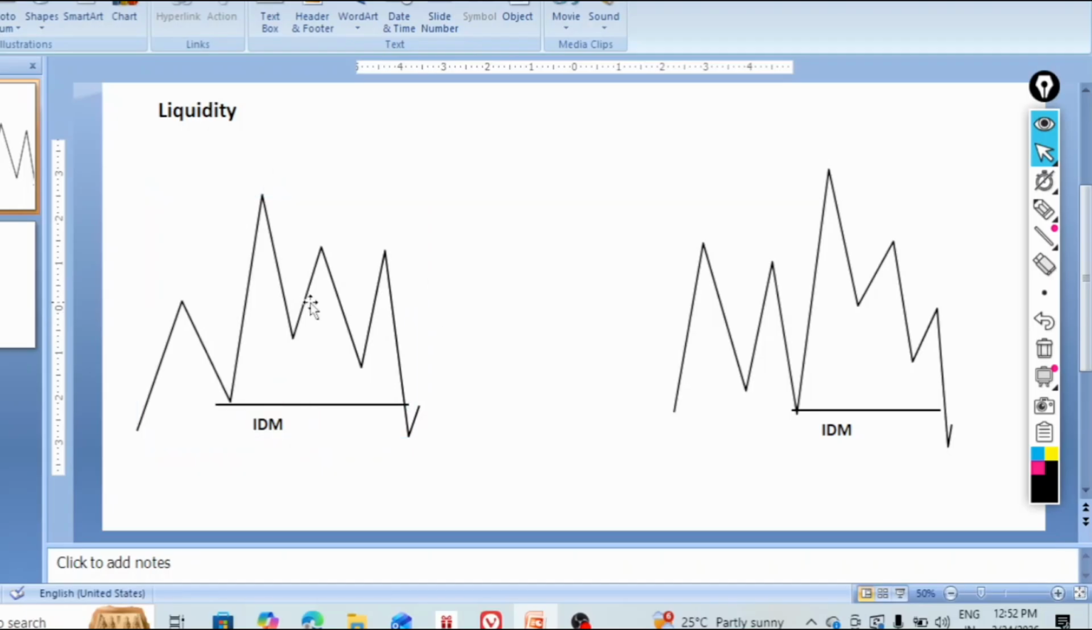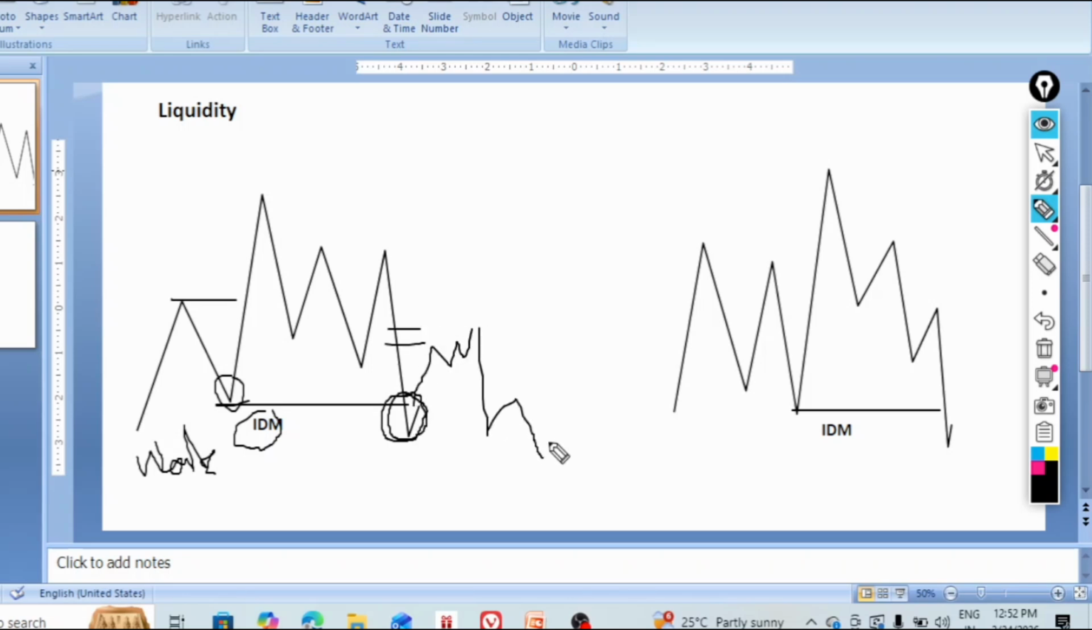Okay, so if you look here, we have the higher high here, and we have the inducement here. This inducement has been swept only one time. This is the inducement, this is the swing low. It has been swept only one time, so this is a weak inducement. So the market can just move up to this level and then it can also move down again, because this is the weak inducement.